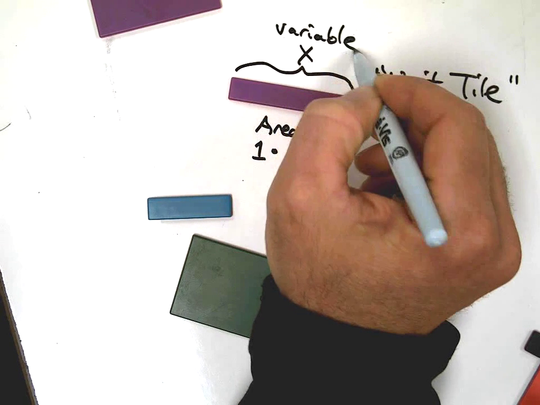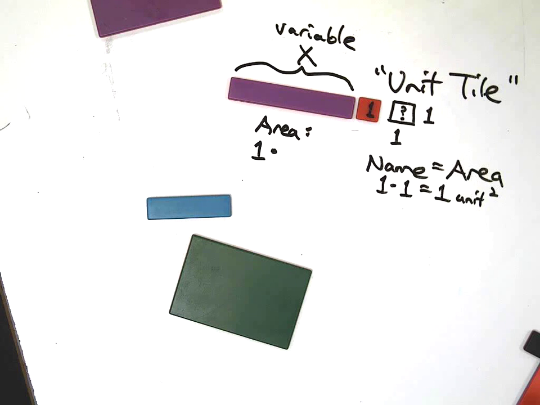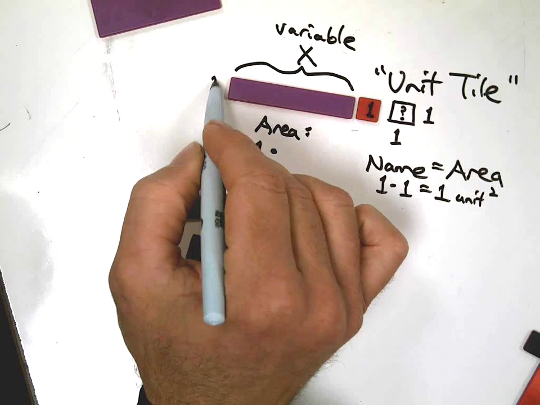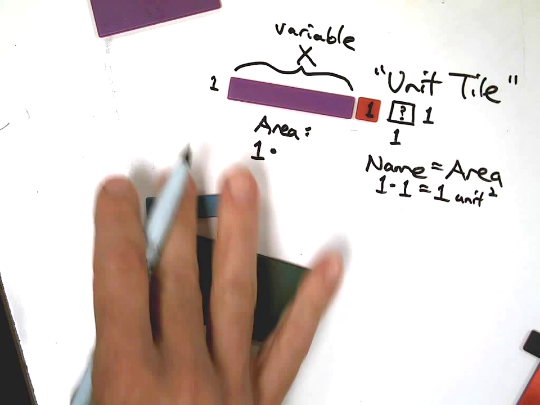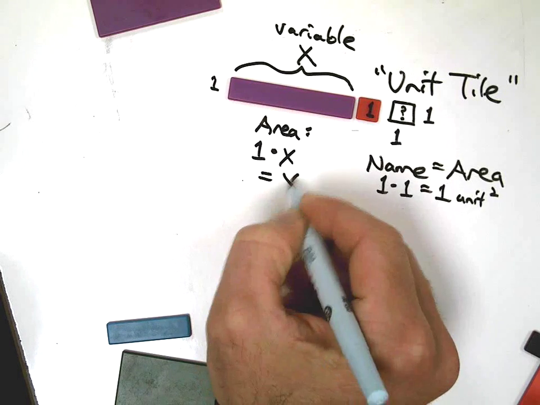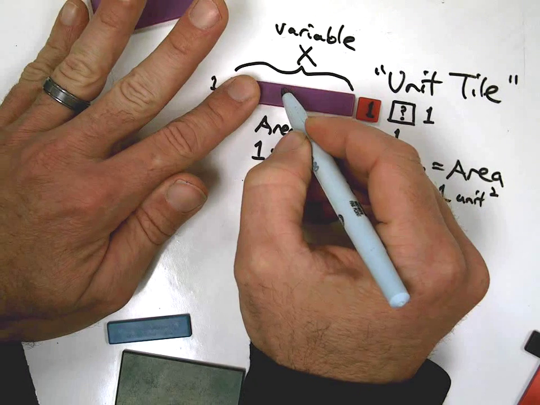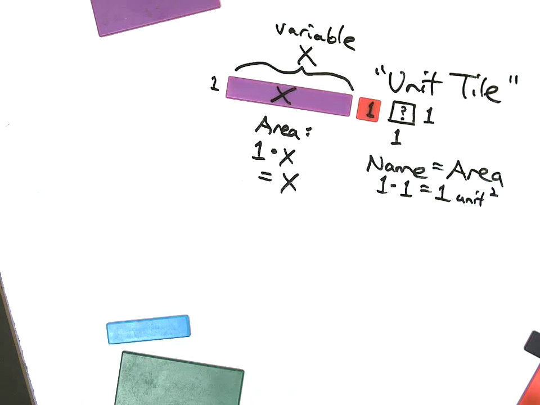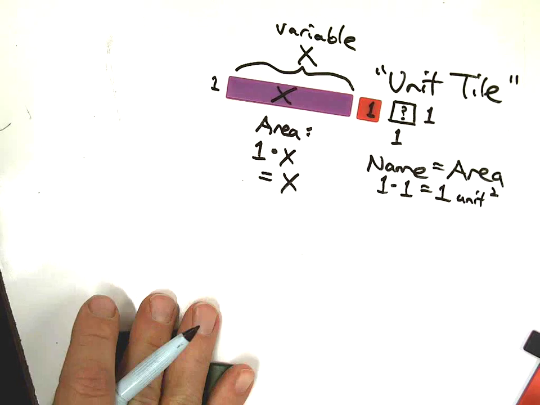And generally, x is our go-to variable. And a variable is just a letter that represents some unknown quantity, okay? So we've got our variable on one side and our number on the other. So the area of this thing is 1 times x, which is x. So we're going to call this x.